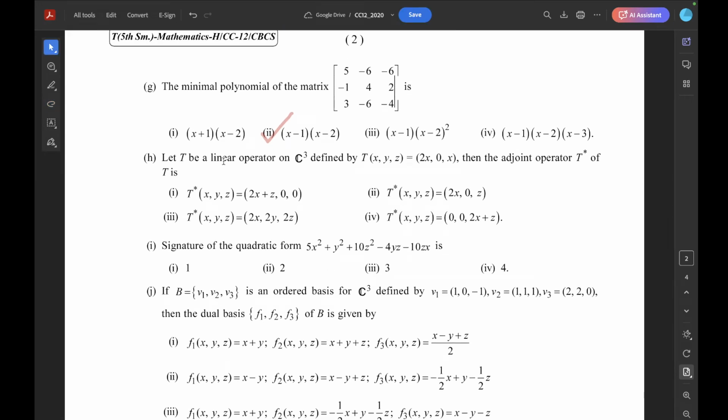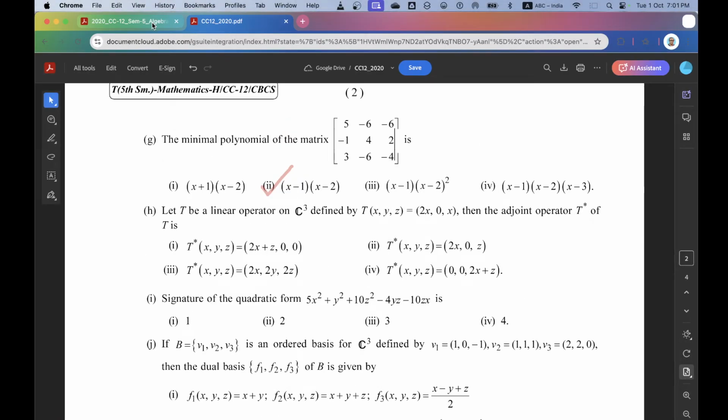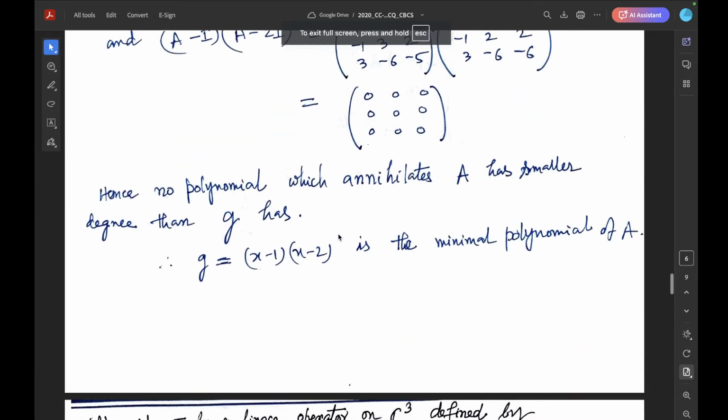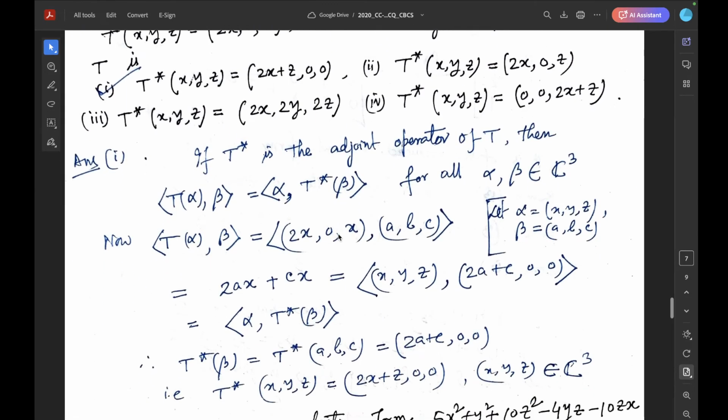Next, let T be a linear operator on C3 defined by T of the vector (x, y, z) equal to (2x, 0, x). Then the adjoint operator T star of T is given by this. By the definition, the inner product of T alpha comma beta equals the inner product of alpha comma T star beta for all alpha, beta belonging to C3.